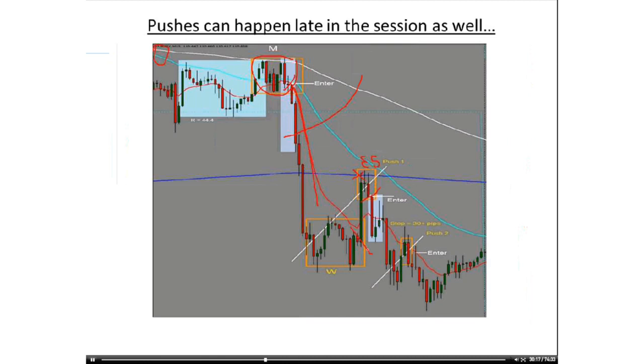Okay. See, then it took out, then, okay, hold on. Then you can see it took out this low, or you can say this low, whatever you want to say. It took this out. This is your second push.